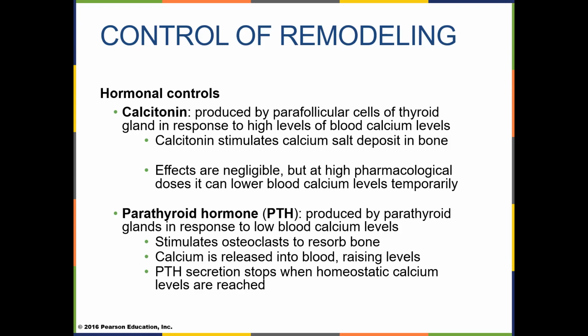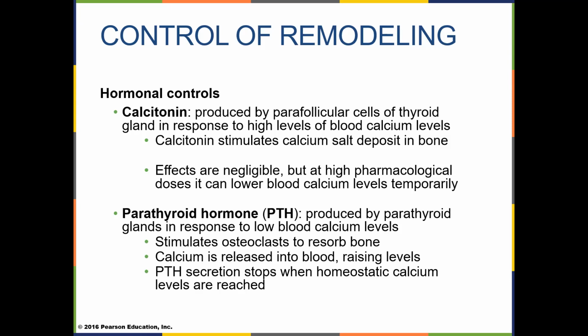So if we have high levels of calcium in our blood, this is what we're measuring, blood calcium, calcitonin will be released from the parafollicular cells of the thyroid gland and stimulate depositing calcium in new bone. We will essentially trigger osteoblasts to make new bone.